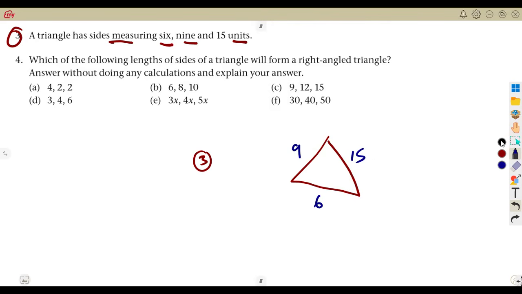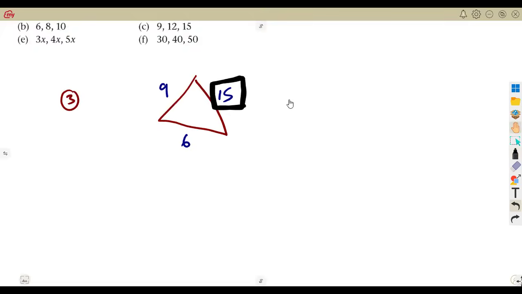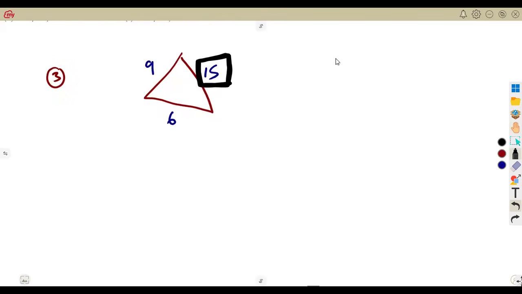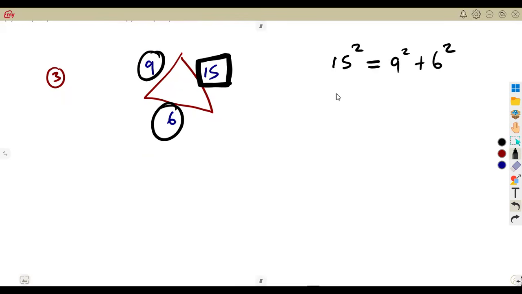So like I said, we work with the longest side. According to this triangle, the longest side is 15. So you test from there. 15 squared is equal to what? We square the shorter sides that are remaining. That is 9 squared plus 6 squared.